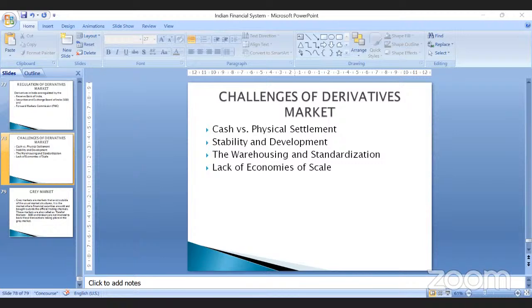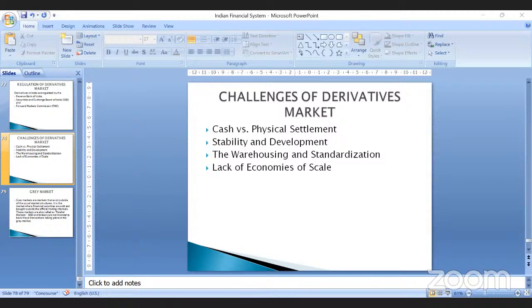Not only that, stability and development is also one of the important challenges that the derivatives market is facing. Because it is rapidly growing and because of the huge number of transactions, the derivatives market is drawing the attention of regulators, right? Over the counter derivatives have been criticized because they lack transparency and because they are highly leveraged, right? Therefore, stability and development is missing in over the counter derivatives.